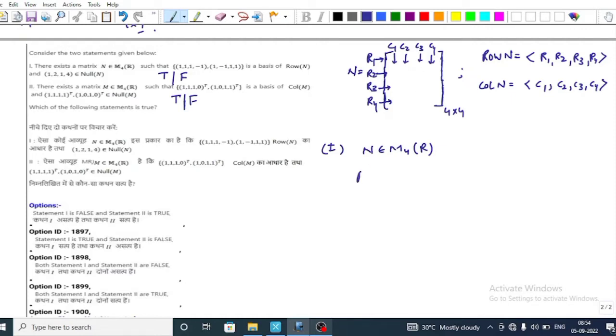Now it is also given that the row space of the matrix N is spanned by two vectors, that is (1, 1, 1, -1) and (1, -1, 1, 1). These two vectors form a basis of the row space of N, and also given that (1, 2, 1, 4) belongs to the null space of matrix N.